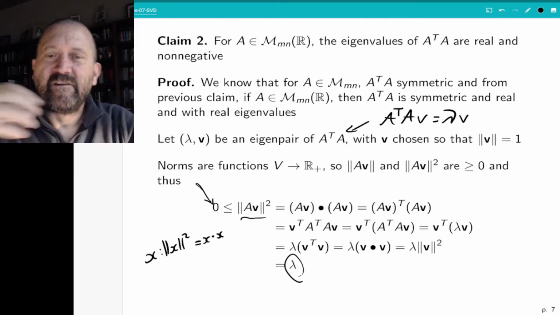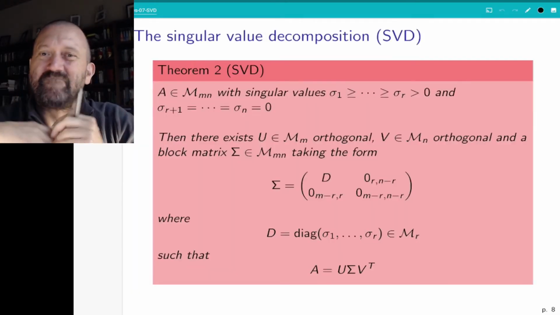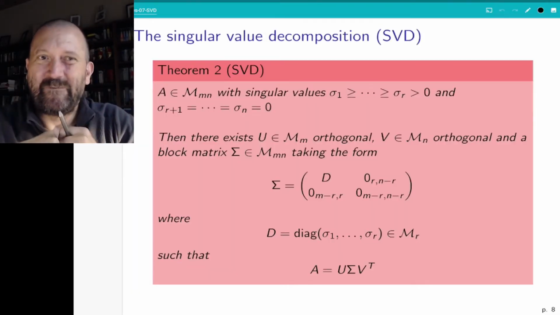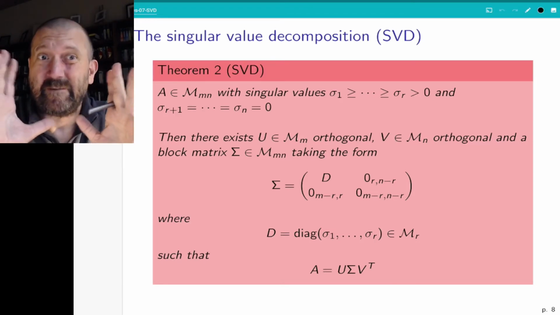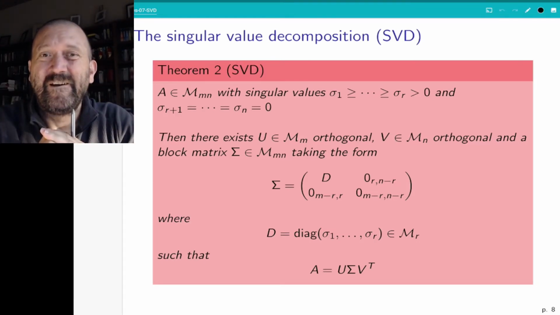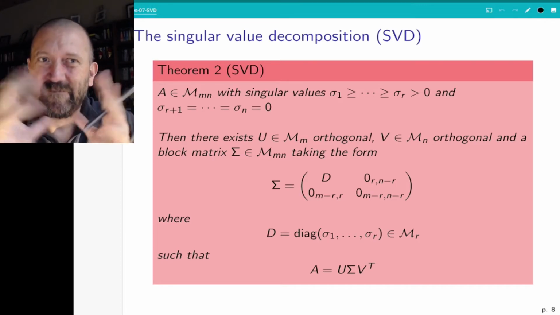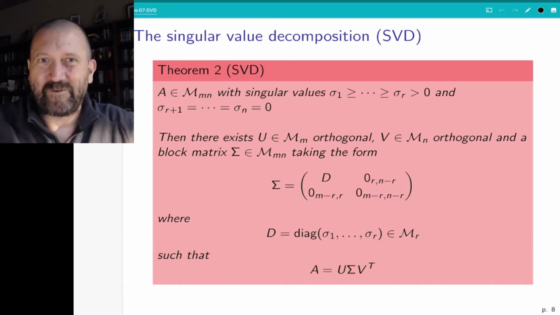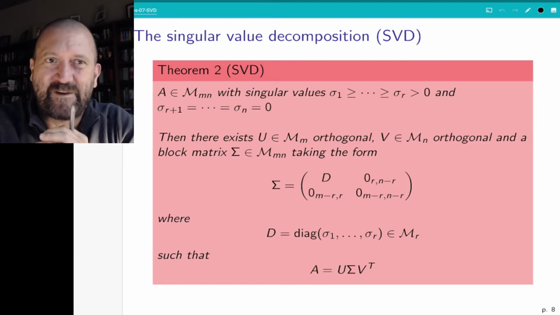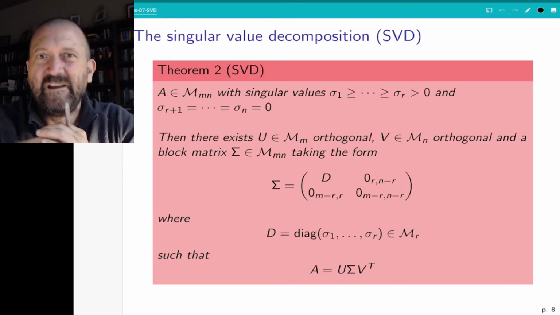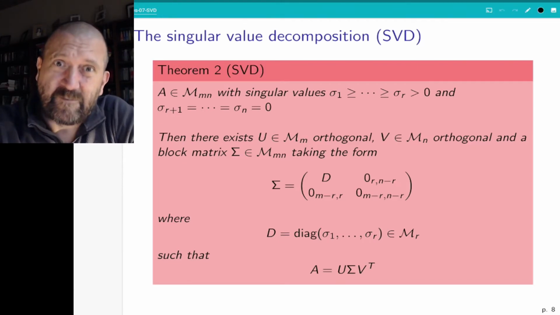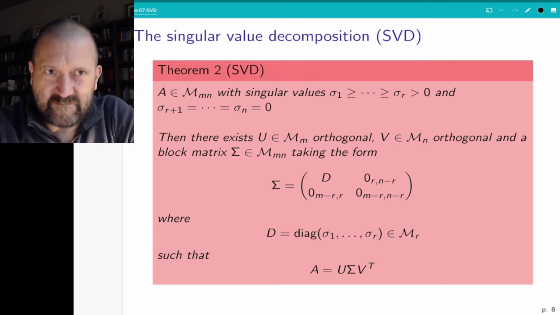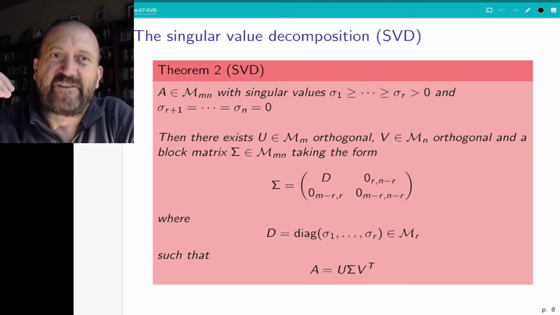Okay, so now we can really dig into the meat of the SVD, and this is not an easy theorem, and I'm not going to prove it. Let me mention this, but this is not an easy theorem to apprehend. So I'm going to spend a little time explaining this to you. The singular value decomposition theorem can be stated the following way.